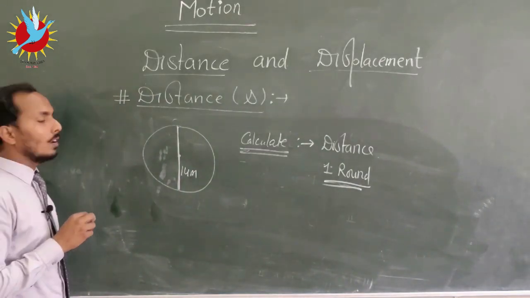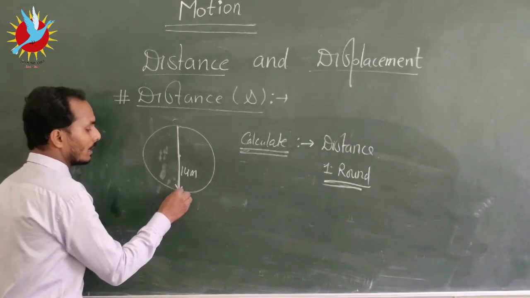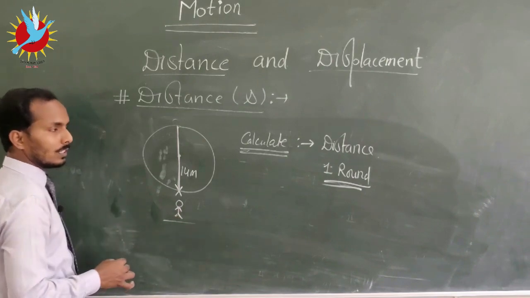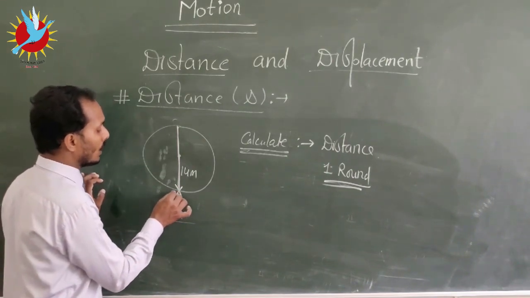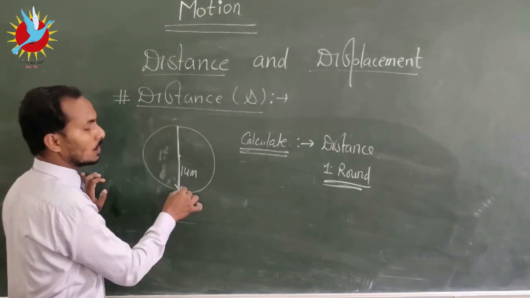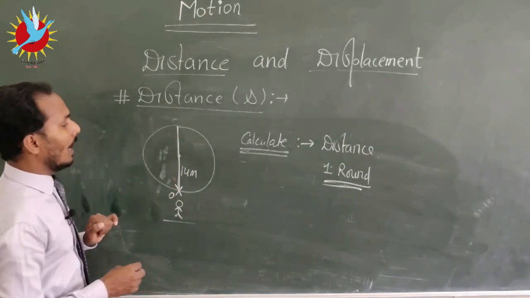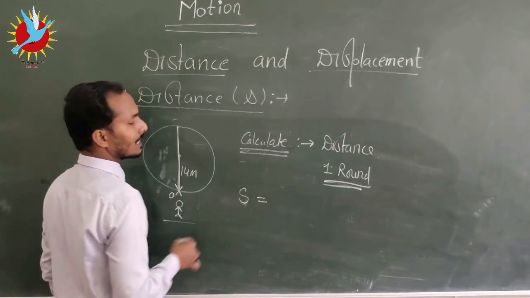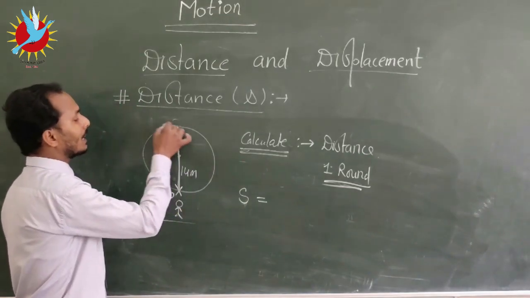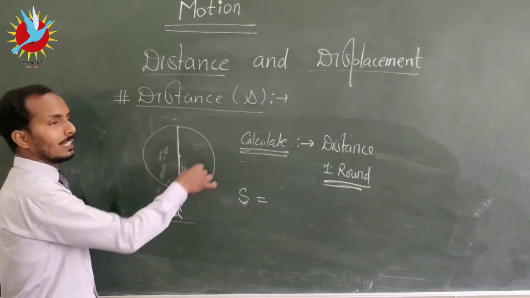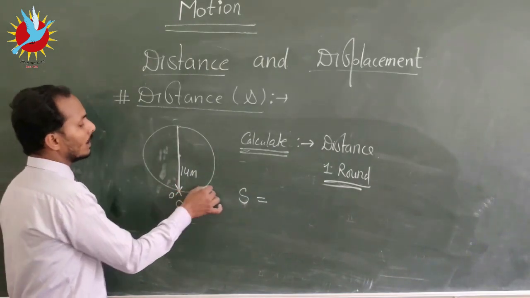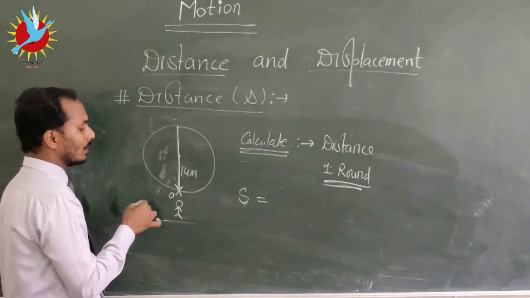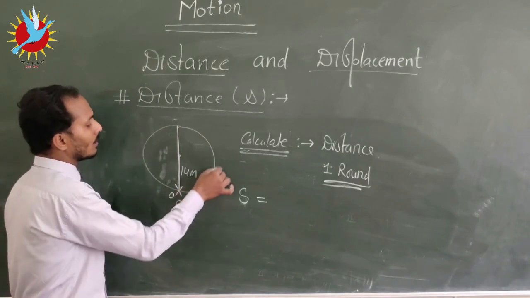What is the meaning of one round here? One round means, suppose the athlete starts running from position O and reaches position O again, then it is said to be one round. And what is the distance? Distance means actual path. This is a track of 14 meter diameter, so the athlete runs around the perimeter, the circumference.